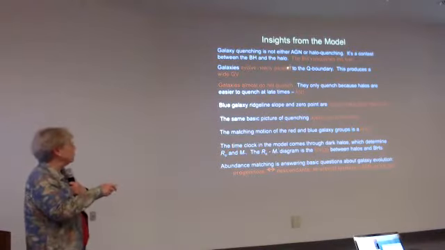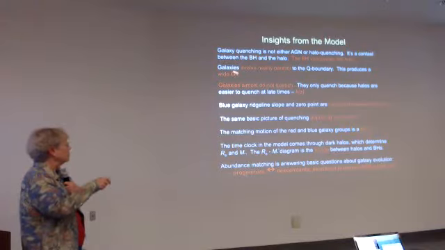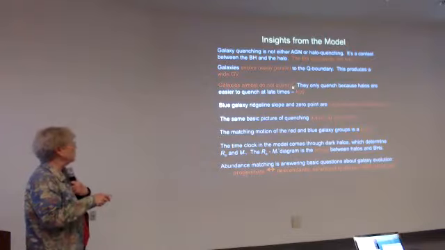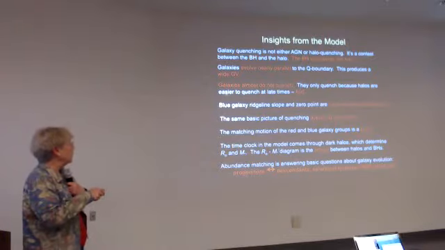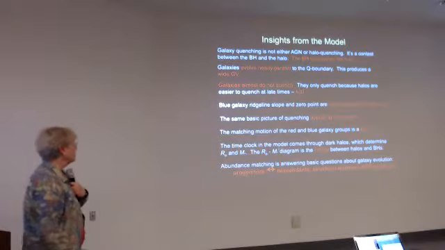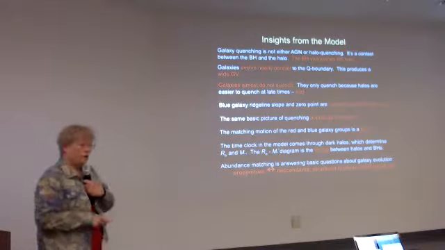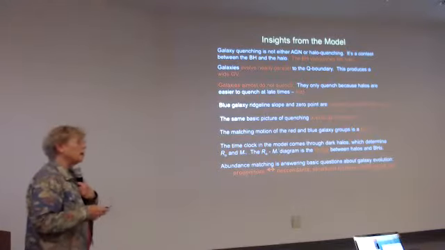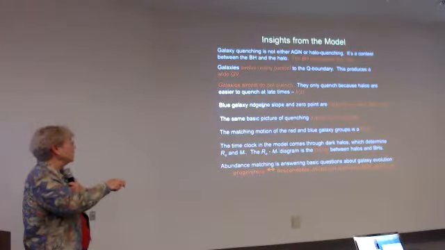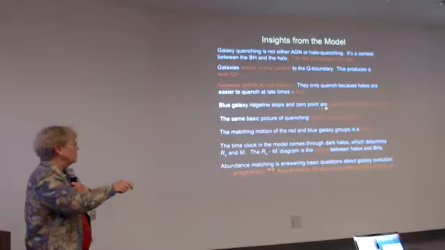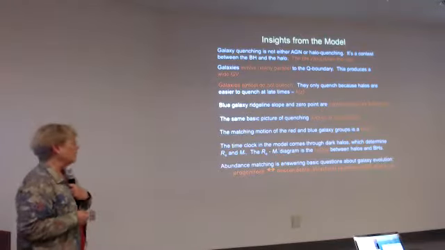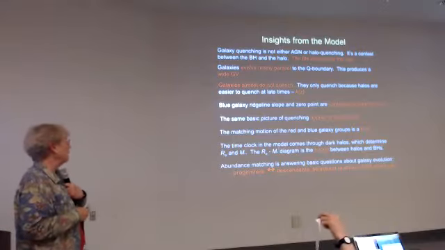Galaxies evolve nearly parallel to the Q boundary, and this produces a very wide green valley. Galaxies almost do not quench. They only quench because halos are easier to quench at late times, and that's this term K of Z. I haven't talked very much about it, but the dark matter halo formation theory actually explains the blue galaxy ridgeline slopes and zero points if you imagine that effective radii are proportional to virial radii.